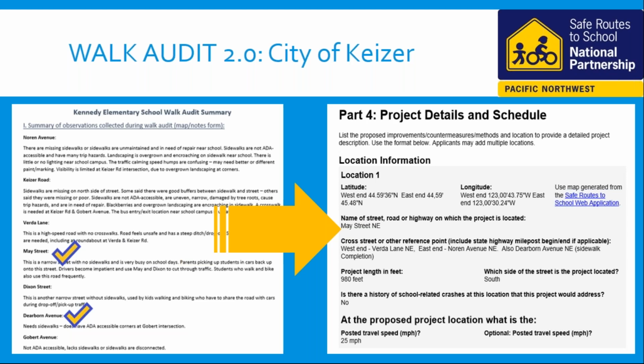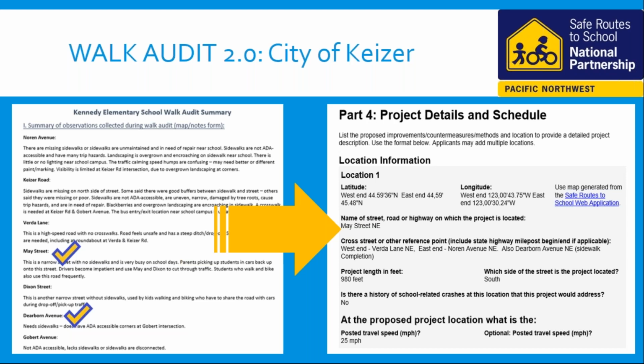You'll see on the left of your screen a screenshot of part of our walk audit summary that I prepared, and notice two heavy check marks. I put those there to show you that you'll see on the right of your screen the actual application Keizer submitted. And these were two streets that were identified as eligible projects for this specific ODOT application, and were added into the application for adding and repairing sidewalks around Kennedy Elementary School.